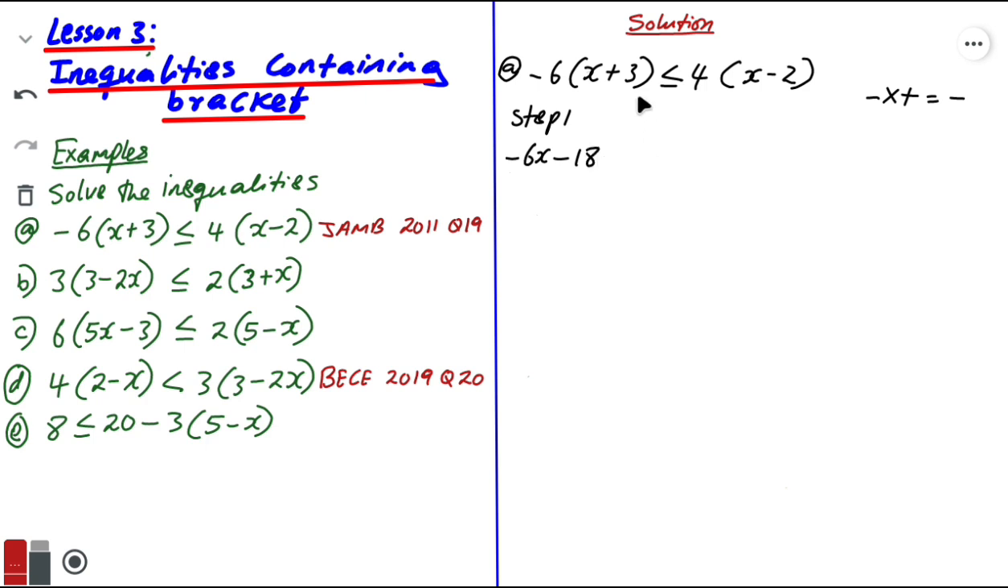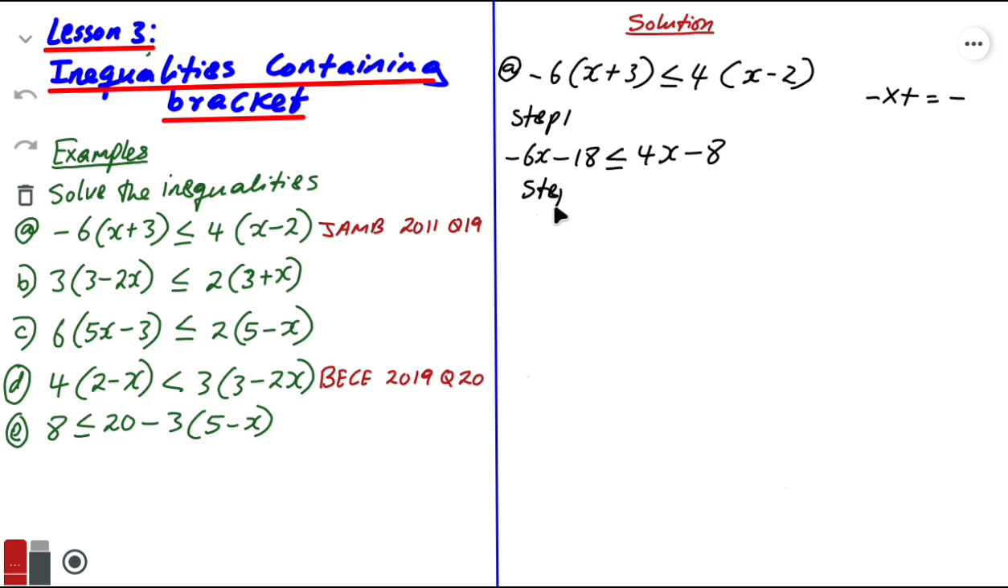Now we've just opened the first bracket. So let's consider the next bracket. So we say less than or equals to plus 4 times x will give me 4x plus 4 times minus 2 will give me minus 8. Now we've just opened the bracket.